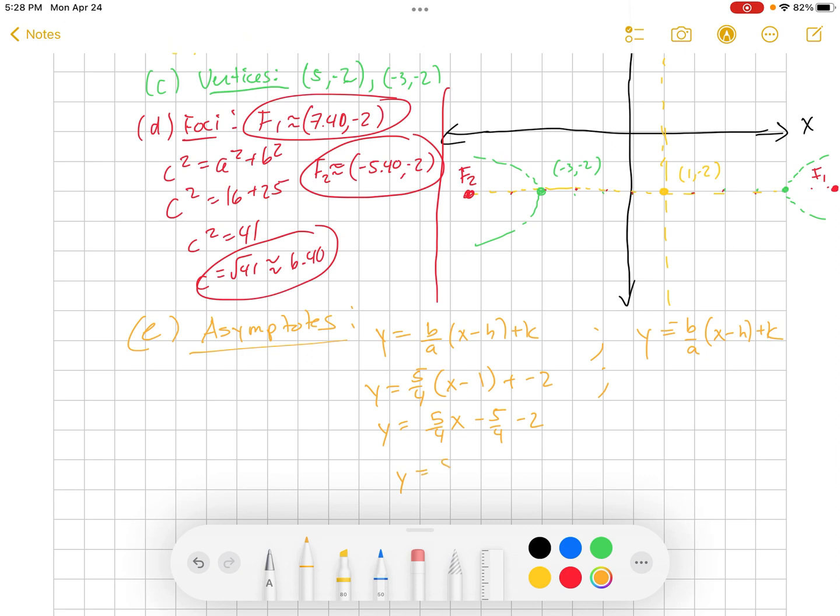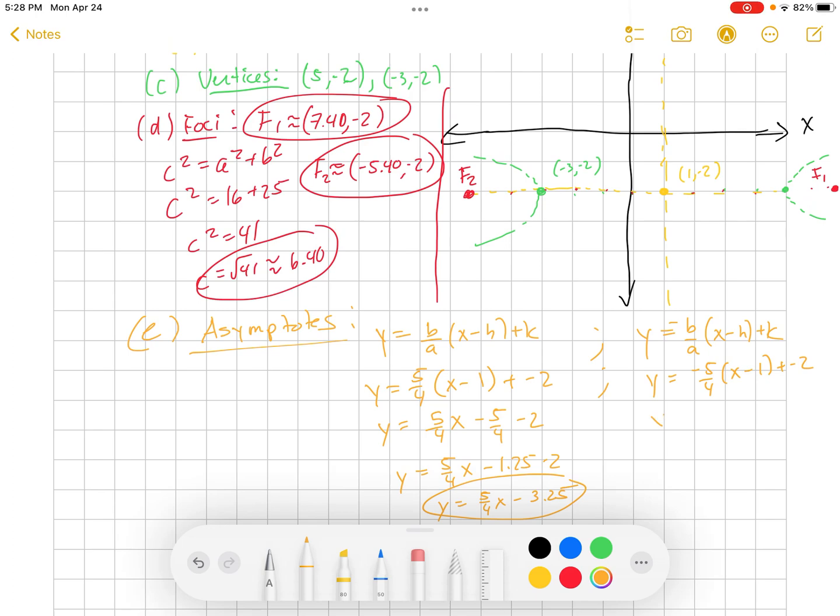So I got y equals 5 fourths, x minus 5 fourths, minus 2. So y equals 5 fourths, x, minus 5 fourths, that's minus 1.25, minus 2. That's 5 fourths, x minus 3.25.